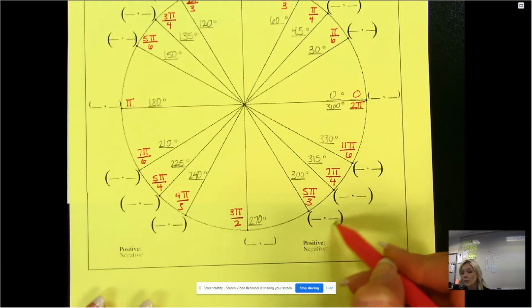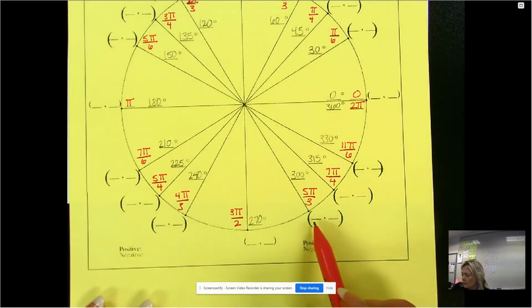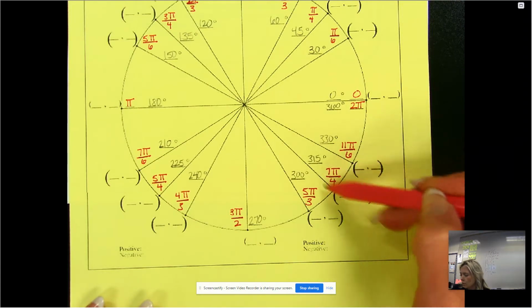I know we haven't filled in these values yet because there's special numbers we're going to put there, so don't fill them in. But just know whatever x is, it's positive, whatever y is, it's negative. So I'm just going to choose this one, 7 pi over 4.